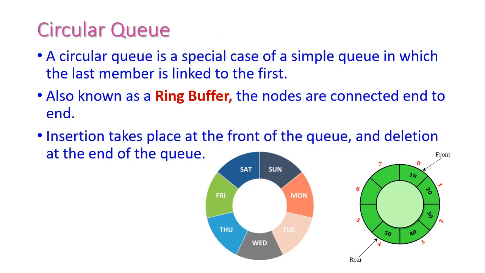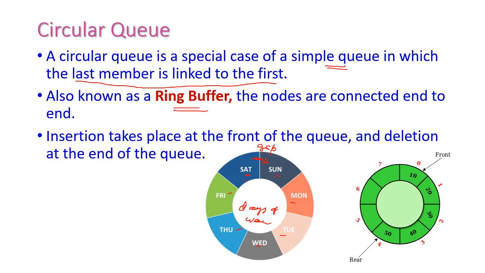Now let us see what a circular queue is. A circular queue is a special case of simple queue in which the last member is linked to the first member. See, this is the days of the week. Here the last member Saturday is connected to the first member Sunday. The members are Sunday, Monday, Tuesday, Wednesday, Thursday, Friday, Saturday. After Saturday, there is no gap. There is no gap between the last node and the first node. That is, the last node is connected to the first node.